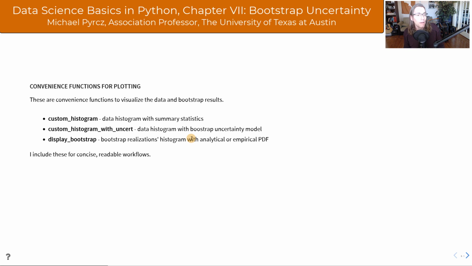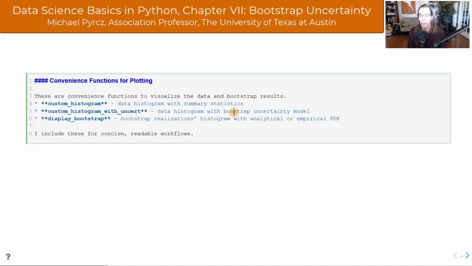Let's go ahead and build some convenience functions for plotting. I like having concise, readable code. And I find, to be honest, when we do plotting in Python, it's very easy to have big, long blocks of code just to build a single figure. What I like to do is tuck that into a function so we have really nice, concise workflows afterwards. We're going to have a custom histogram, not a big deal. It takes matplotlib's hist function, builds a histogram, and just adds summary statistics and some intervals on it and so forth, vertical lines. Custom histogram with uncertainty is going to give you that histogram, but it's going to actually show the Bootstrap uncertainty.